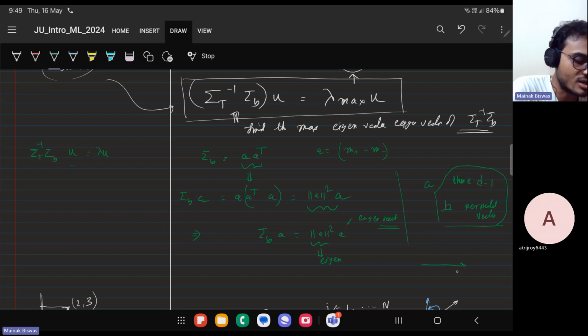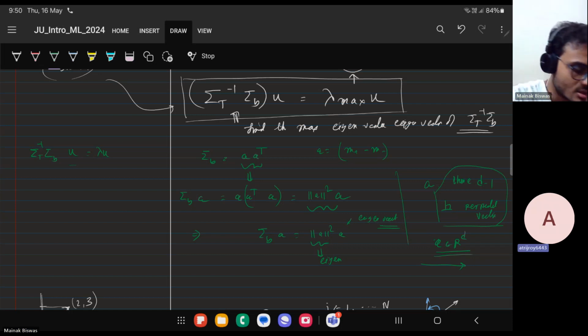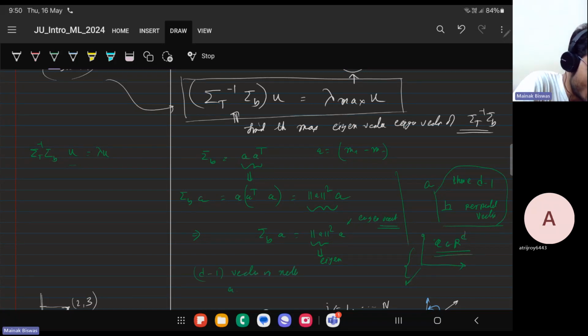If you have one vector A belonging to d-dimensional space, how many perpendicular vectors to this independent vector exist? Yes, d minus 1 perpendicular vectors. So now you see there will be d minus 1 vectors in the null space. Then the dot product will be 0, right?